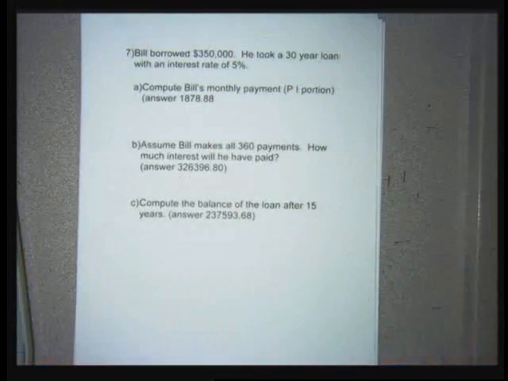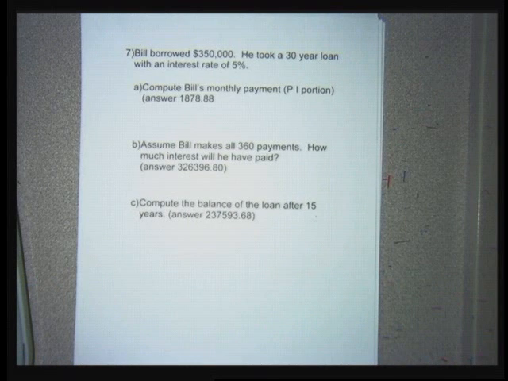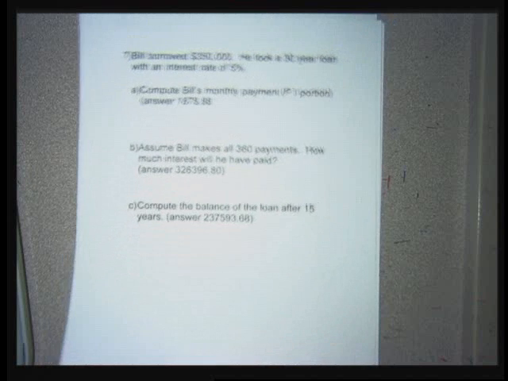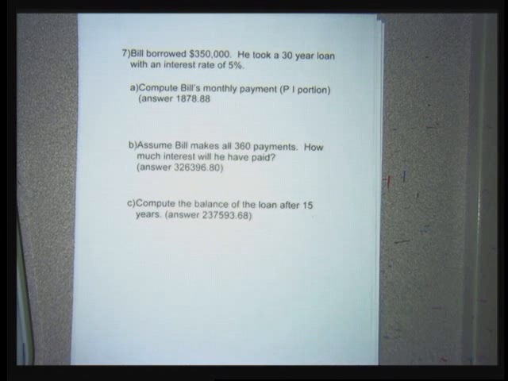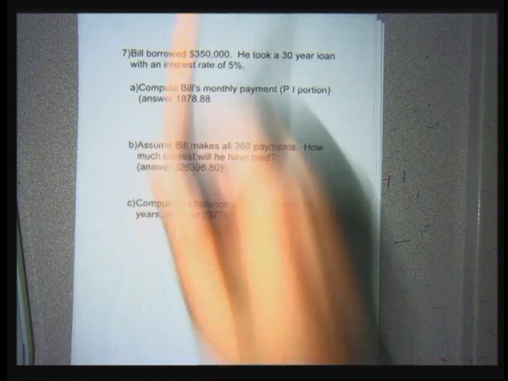This is Bill. Bill is borrowing for a house, and we're just doing part A, the principal and interest portion of his payments. That needs the TVM solver. Part B of this is not something that needs the TVM solver. Part C does. So let me do part A.